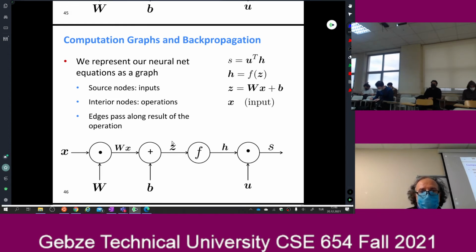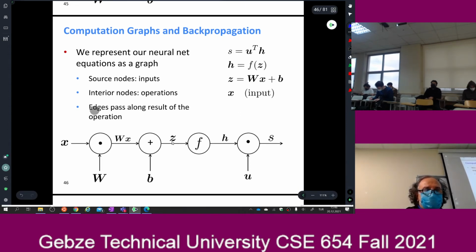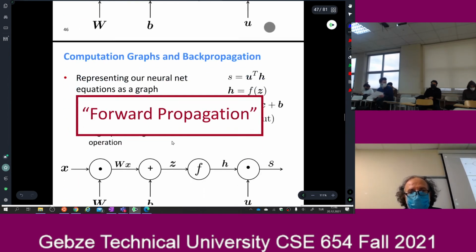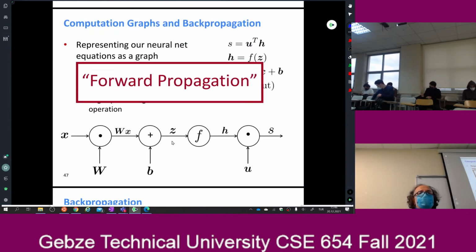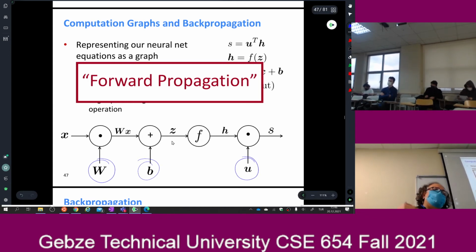So, nice representation. In this case, edges pass along the result of the operation. So this edge is W times X. This edge is Z, which is this one. This edge is H, as you know it. So the forward propagation is you give the input. I assume that I know W's and B's and U's. These are the things that we don't know, this one and this one. Let's say we know them perfectly, and given this X, I can calculate everything here. This is called forward propagation.